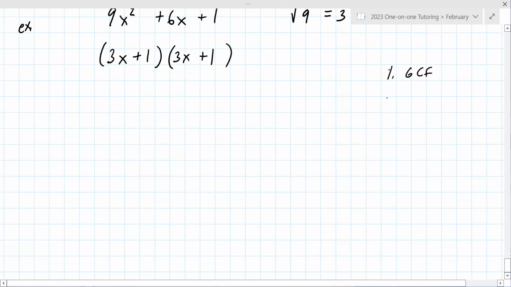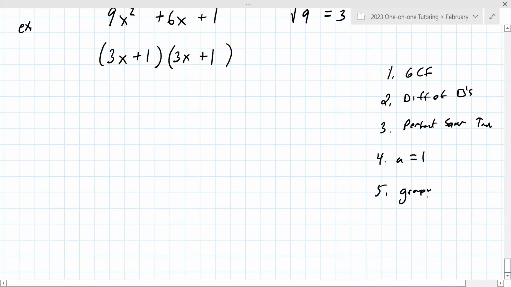So GCF is the first type of factoring. The second one is called difference of squares. The third one is perfect square trinomial. The fourth one is this a equals 1. And the fifth one is grouping, which we'll get to. These are the easiest to explain, I think. So we're just moving through the different types of factoring, to try not to get too overwhelmed.